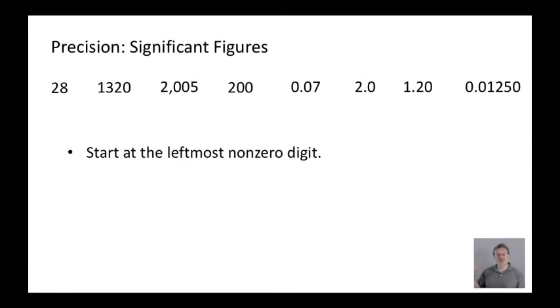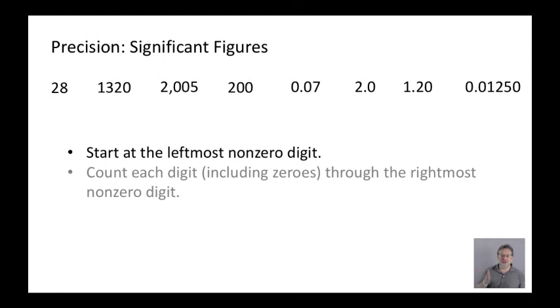We start with the first number that's not 0. In the sixth one, it's 2. In the seventh one, it's a 1. And in the one directly above me, that's also the 1. We start at the leftmost digit that is not 0, the digit farthest to the left that is not a 0. We then count forward each one of the digits, including any zeros, through to the digit farthest to the right that is not 0.